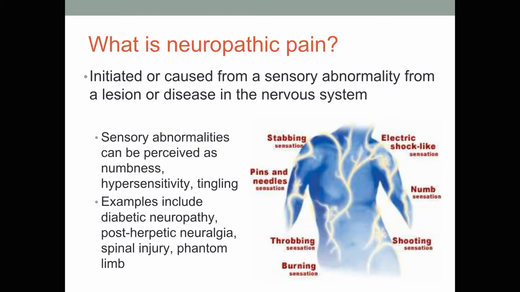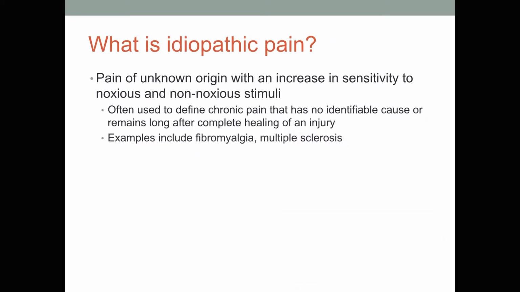How about neuropathic pain? It is caused from a sensory abnormality from a lesion or disease in the nervous system. How about idiopathic pain? It is pain of an unknown origin with an increase in sensitivity to noxious and non-noxious stimuli. It's often used to define chronic pain that has no identifiable cause or remains long after the injury has completely healed. Examples of this are fibromyalgia or multiple sclerosis.